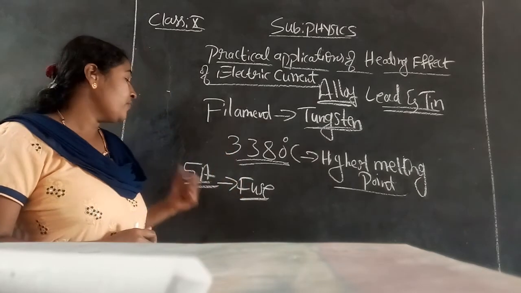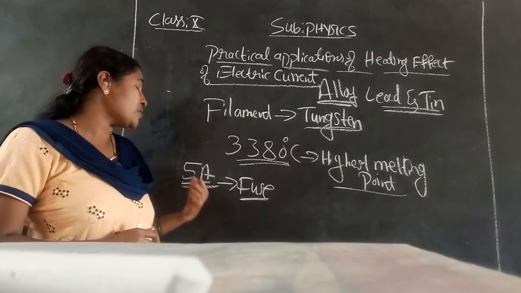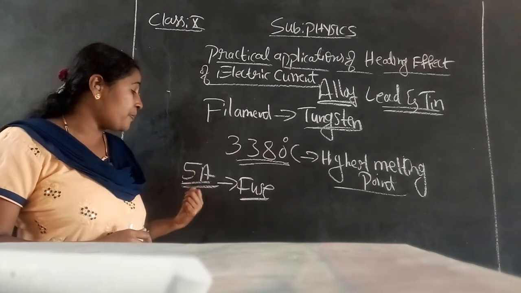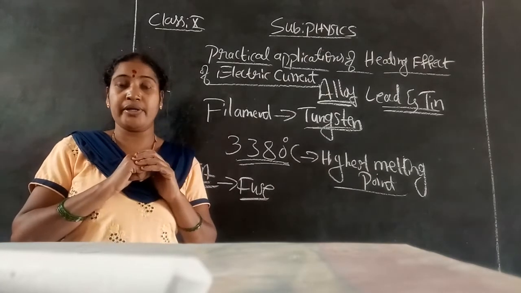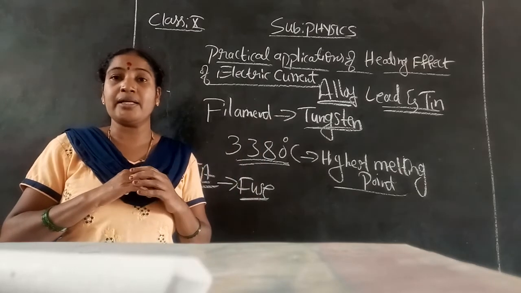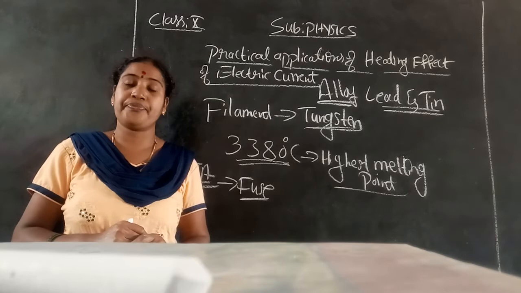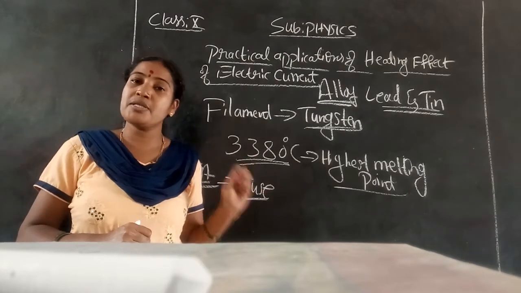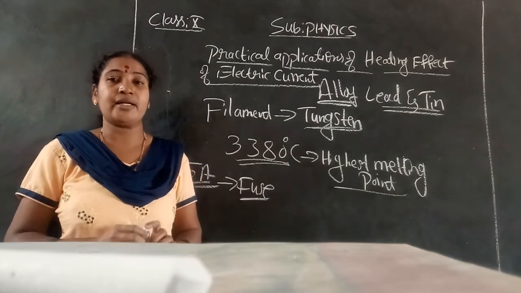And mainly, what is the rating of that fuse? Maybe a 5 ampere fuse or a 10 ampere fuse or a 3 ampere fuse. So the current rating is very important. If you cross that current rating, automatically the fuse wire will melt and break the circuit. I hope you have understood for what purpose we are using the fuse and what all the applications of the heating effect of electric current are.